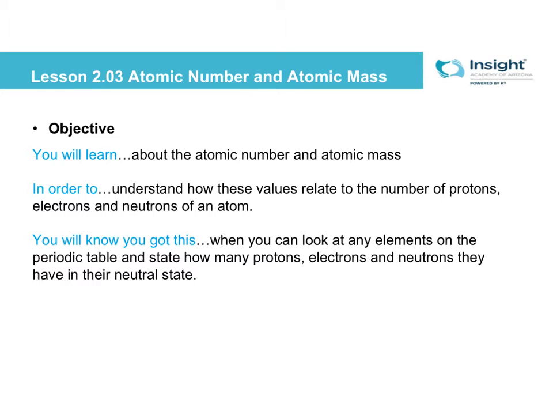All right, so this lesson is going to be about atomic number and atomic mass. We're going to get into using the periodic table and how these two numbers tell you how many protons, how many electrons, and how many neutrons an atom has.